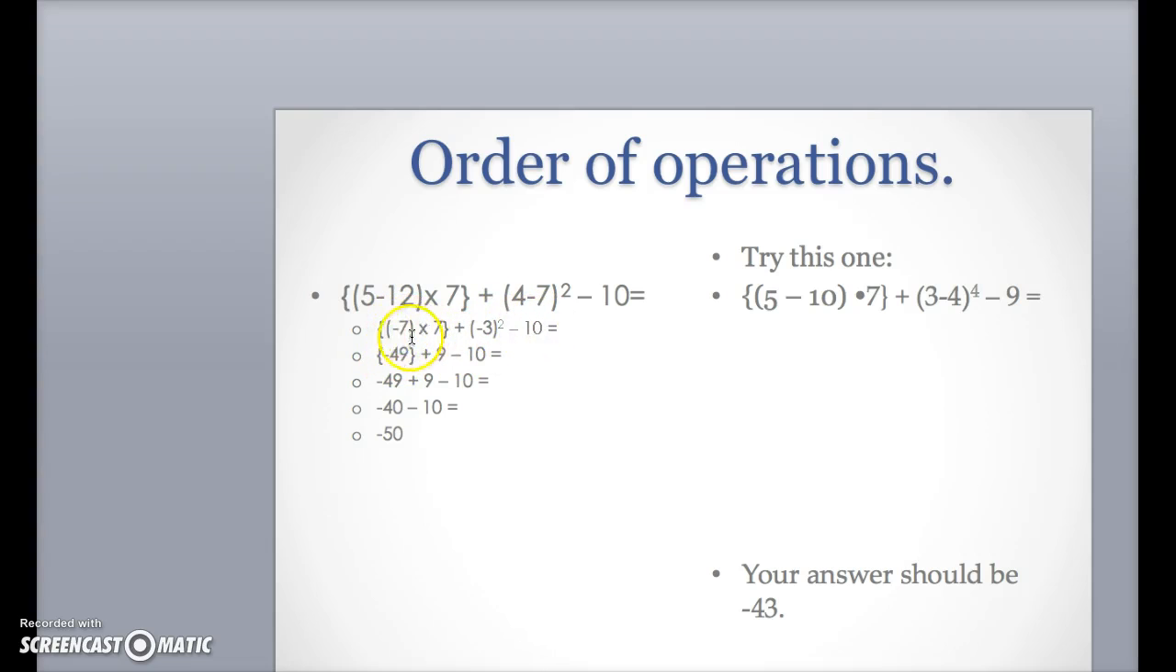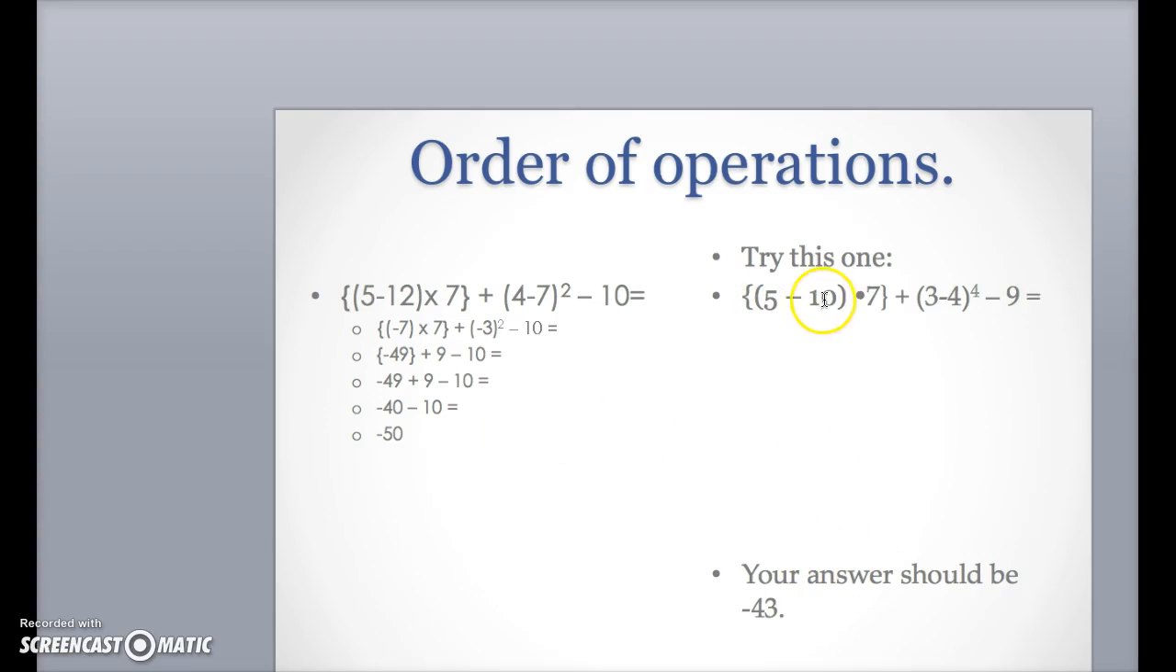And the next step would be just to multiply inside here, get minus 49. The positive 9 comes from the minus 3 squared. That comes to 9. And bring down the minus 10. And then I go left to right. Minus 49 plus 9 is minus 40, minus 10, which is minus 50. You should try this one and then see if you get the same answer.